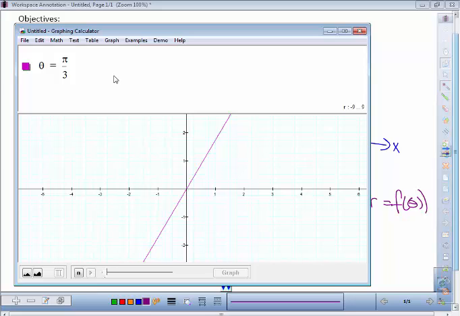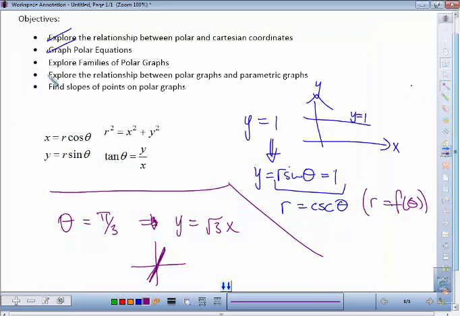Okay? Because theta is fixed, this is the ray that you're going to draw from, and depending on what r is equal to, this is going to bring you to wherever r needs to be. Okay? All right. So those are some graphs.